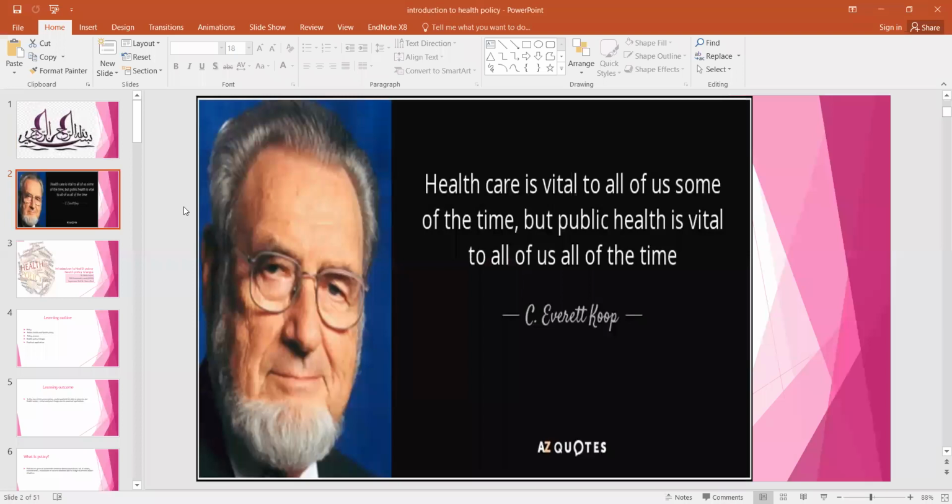Quote of the day is related to my presentation topic. Healthcare is vital to all of us some of the time, but public health is vital to all of us all the time.